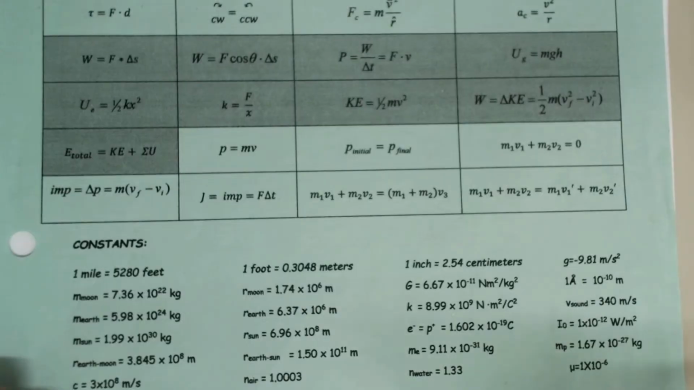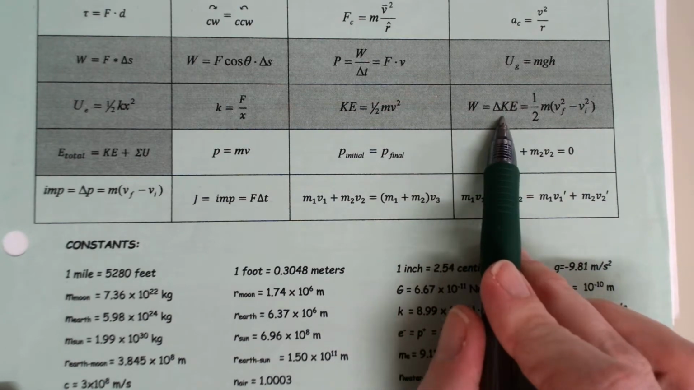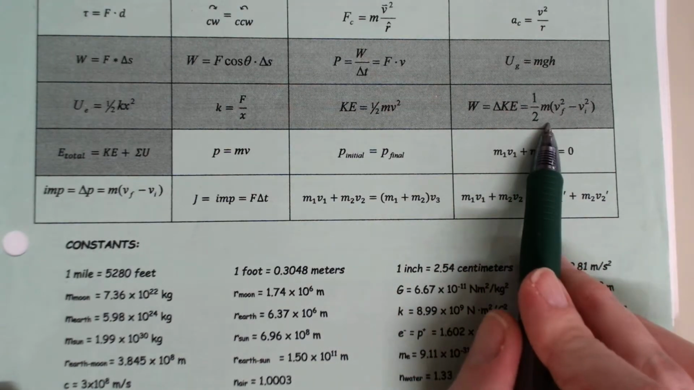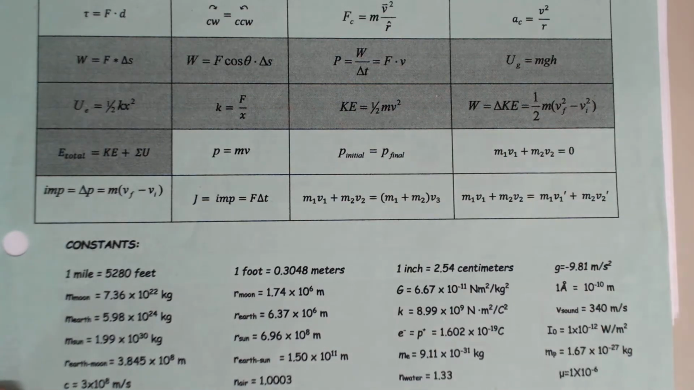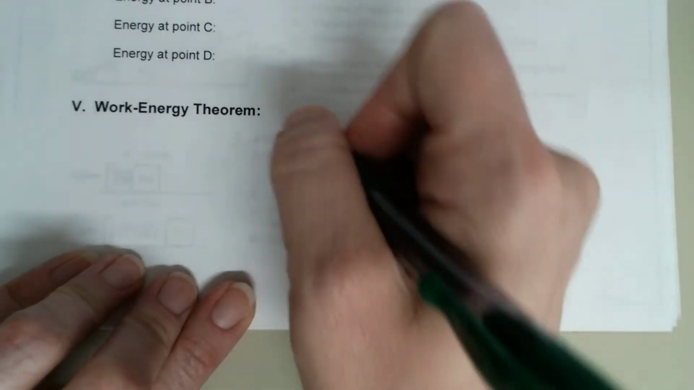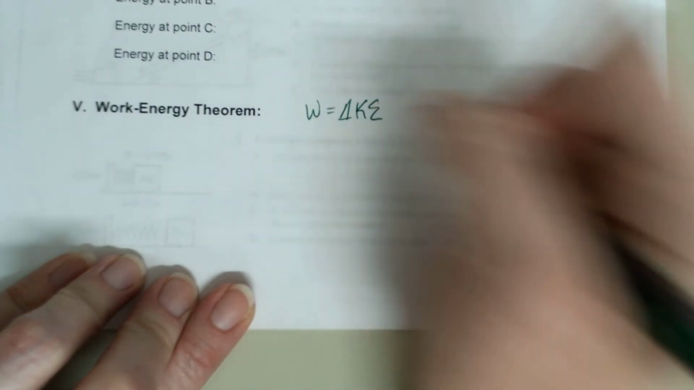Okay, the work energy theorem is another equation. It's in your formulas. Okay, so it's right here. Work equals delta KE, which equals that. Okay, so this is what we're doing now. So we're going to copy that down under work energy theorem. Okay, so work energy theorem, work equals delta KE.